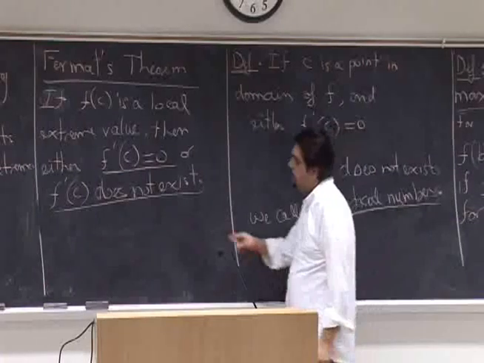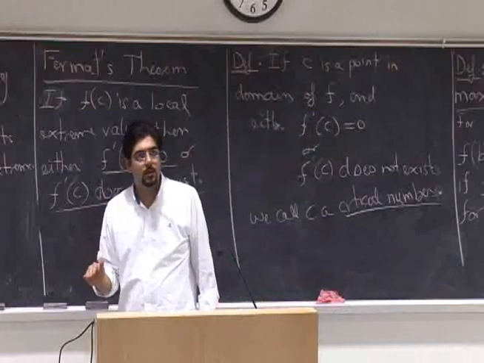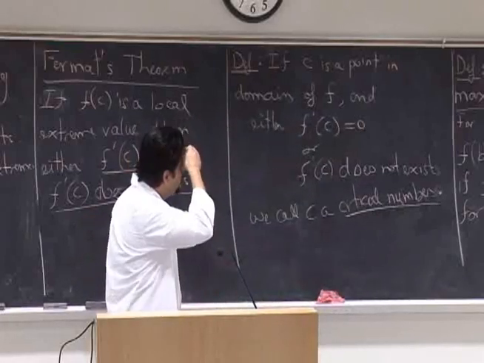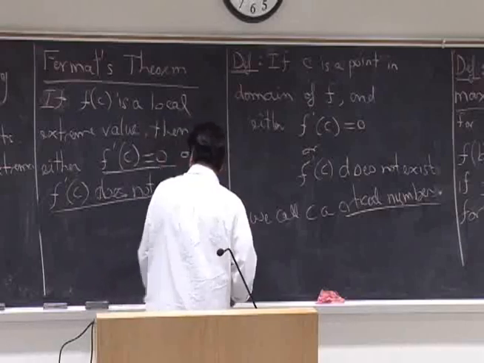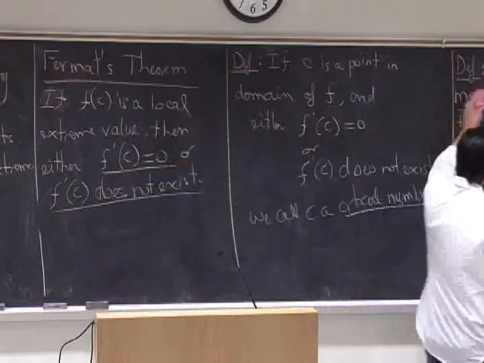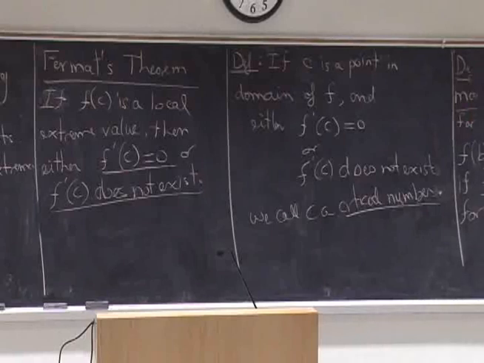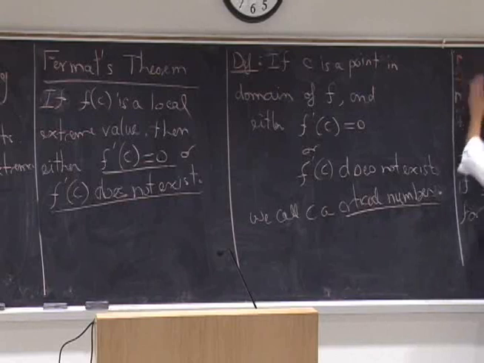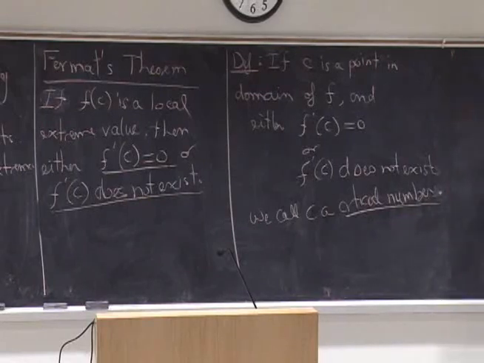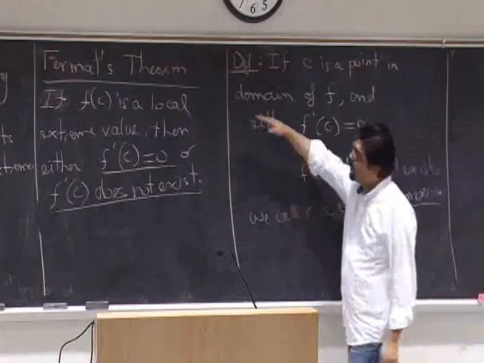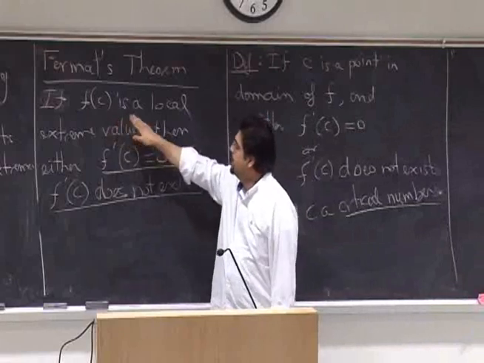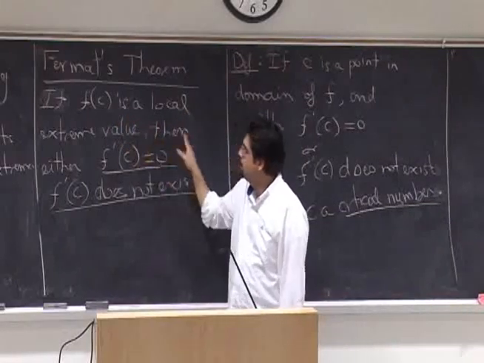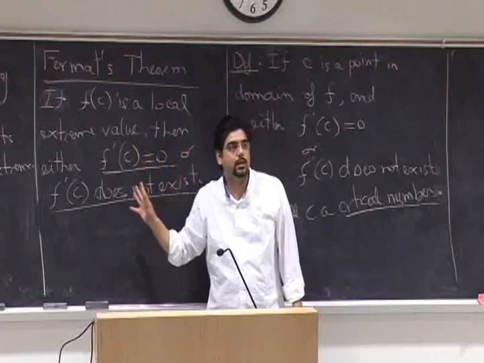Those points at which the derivative is zero or does not exist within the interval are called critical numbers. These critical numbers come up a lot in our study of optimization problems. So I won't write this, but another way to say Fermat's theorem is to say, if f of c is a local extreme value, then c is a critical number.